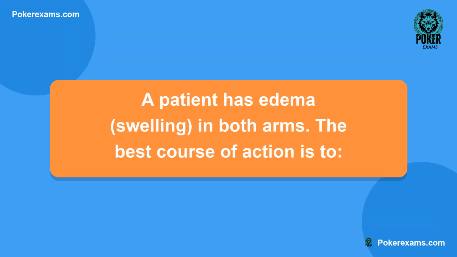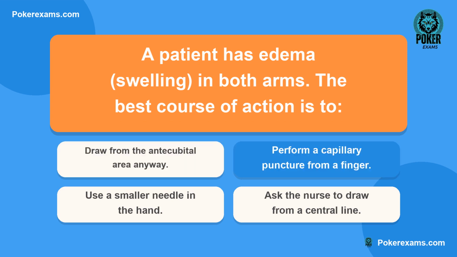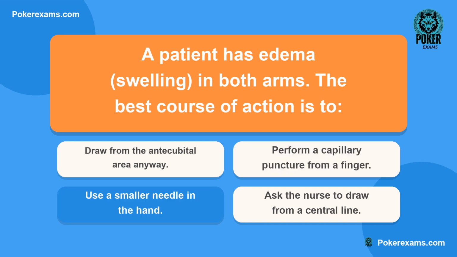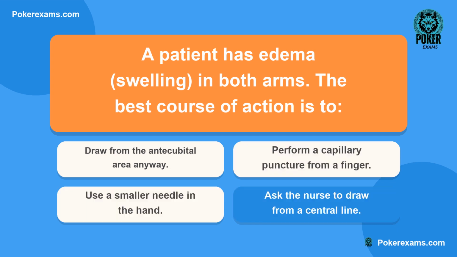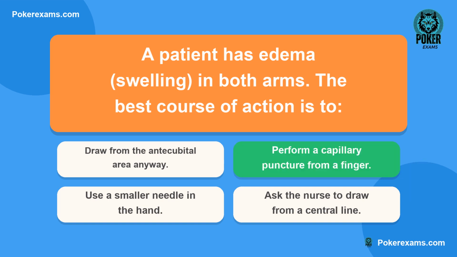Next question. A patient has edema, swelling, in both arms. The best course of action is to: is it A, draw from the antecubital area anyway? Or B, perform a capillary puncture from a finger? Could it be C, use a smaller needle in the hand? Or lastly D, ask the nurse to draw from a central line? The correct answer is B.